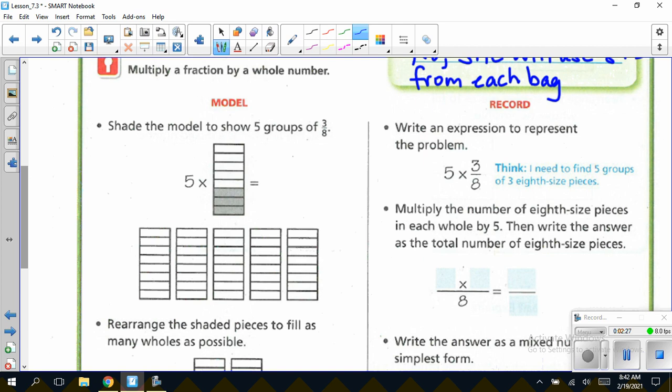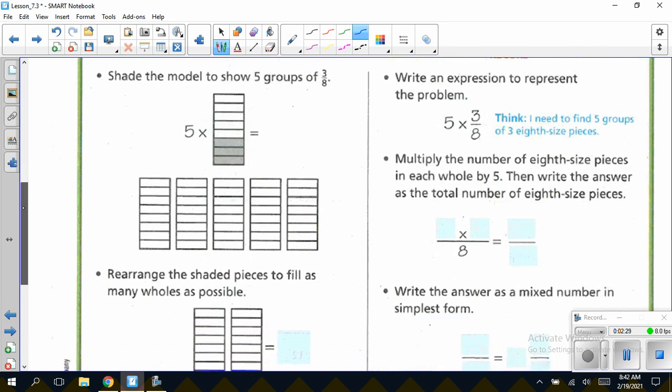So if you wanted to show using the model, we have 5 times the 3/8. Notice that each bar has 8 sections. And then when they show the 5 times 3/8, they have 3 out of those 8 sections colored in. Well, to show how to find the answer, we would just color in 3 sections for each of these 5 bars that represents the 1-pound bag. And again, there were 5 bags.